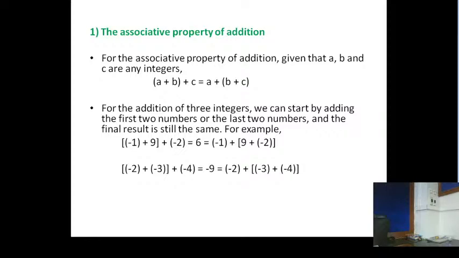This is the example, right? Example is what? Minus 1 plus 9 plus minus 2, right? We can change like this, minus 1 in the bracket, and in the big bracket this one separate. This is 6, right? So associative property, and you just write down this one and this example.